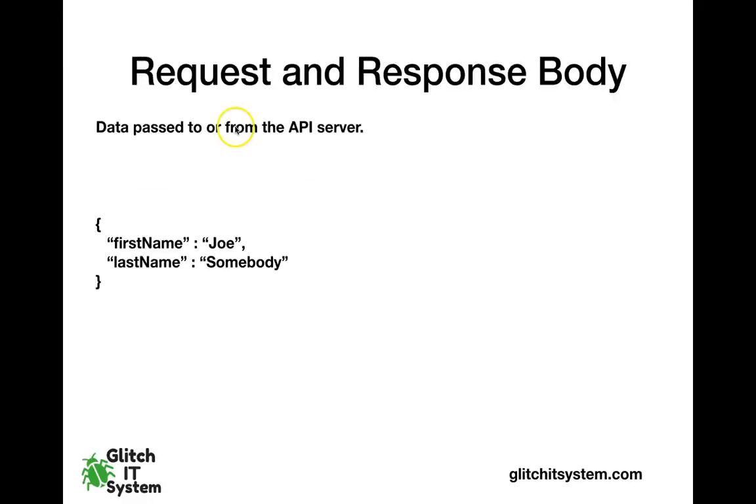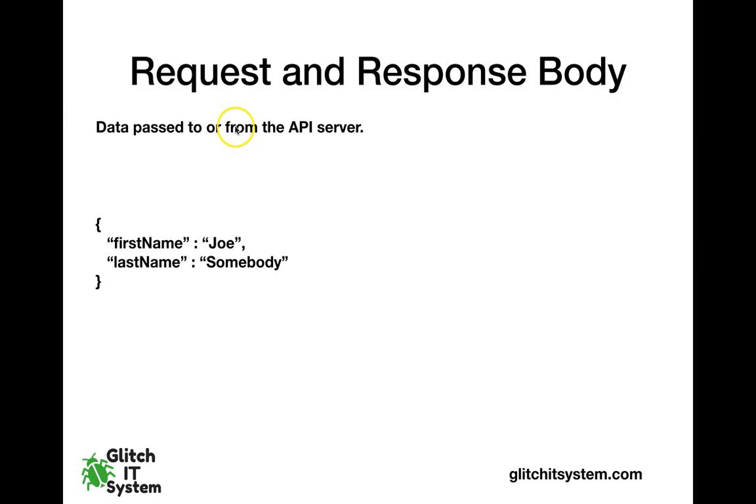Okay, so we're going to talk about request and response bodies. These are data passed to or from the API server. In the last lesson we talked about headers. This is additional data that needs to be passed. So these are the things that are going to be really important to the client side or to you, because this is the information. I have a little snippet of JSON in here.